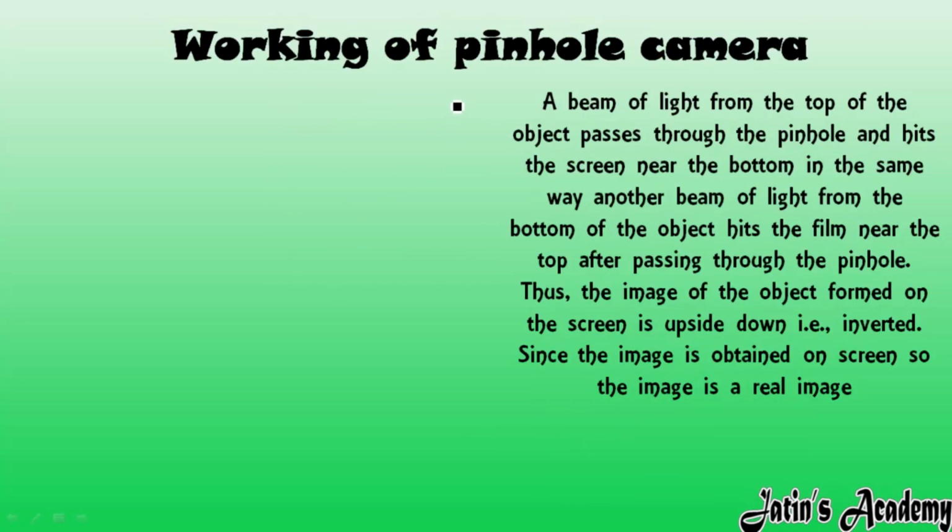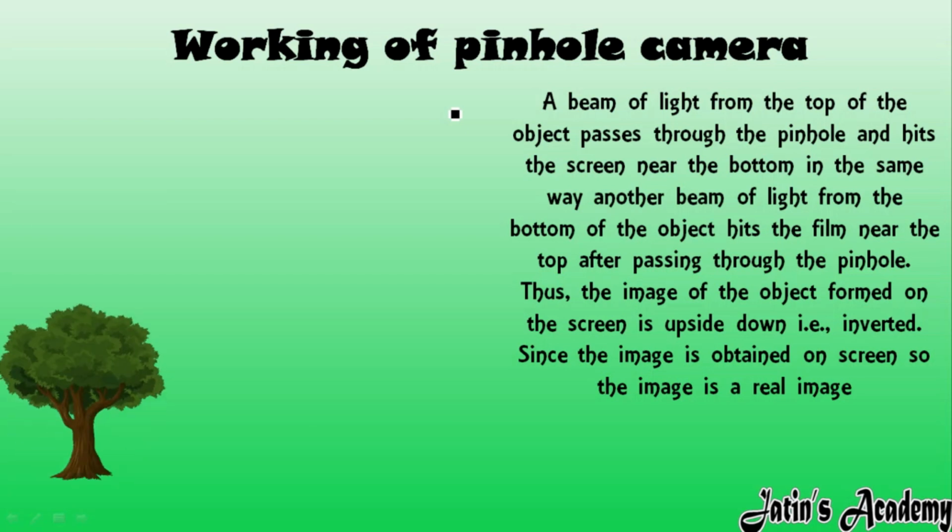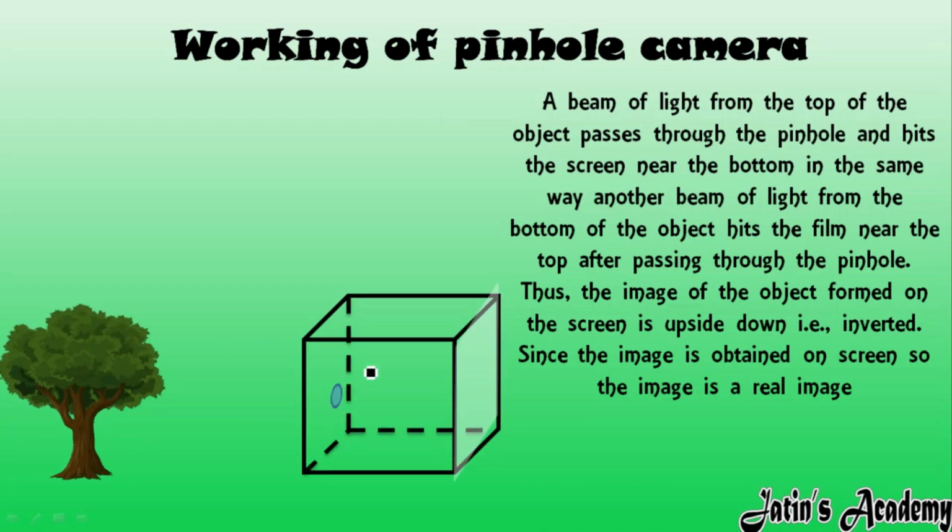So how does a pinhole camera work, how is it able to capture the image of an object? Actually in a pinhole camera, first of all an object must be there. If there is an object in front of the pinhole camera, then only the image will form on the screen. Okay. So how is the image forming?